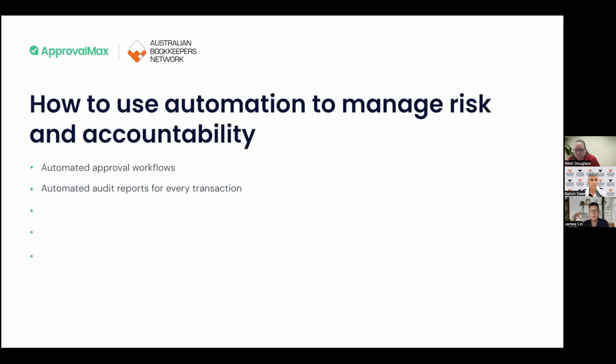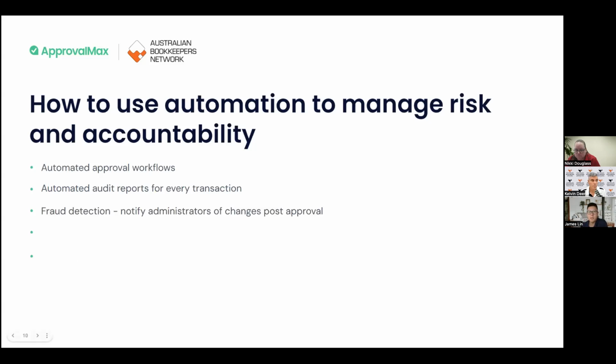That gets attached to the bill, to the document, once it flows through into Xero as well. So if any auditors are looking into past transactions, you've got a single place where they can see everything that was involved in that approval process.